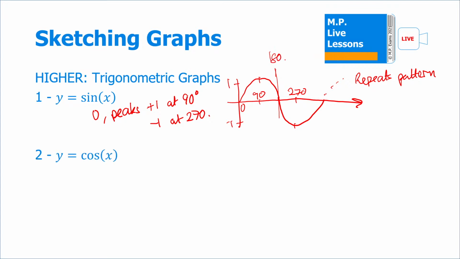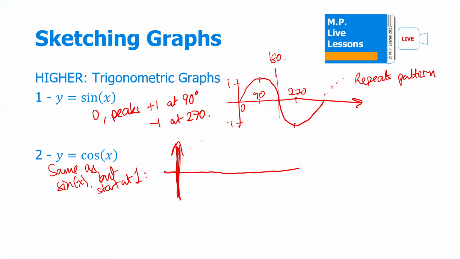Another one you could use is y = cos x, and it's the exact same shape, but it starts at 1. So like this. So this is our y-axis. Let's say 1 is here, -1 is here. So it starts at 1, dips, and goes back up again and just repeats.